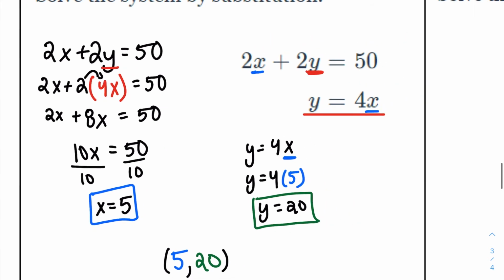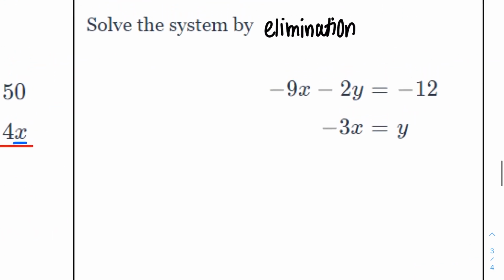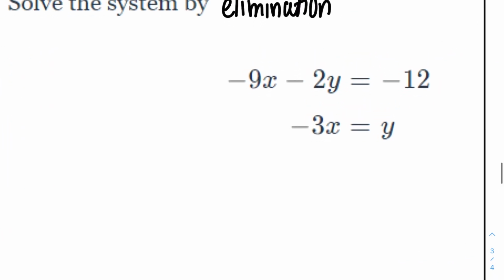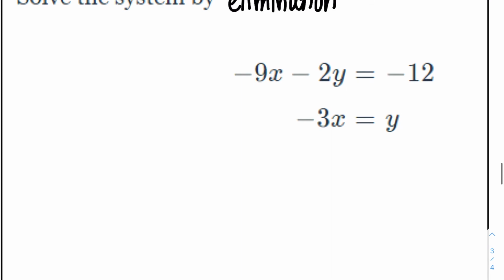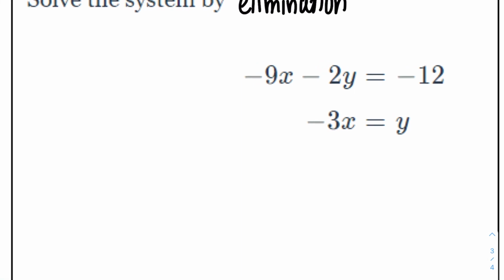Okay. Now the next one here, solve by elimination. Okay. So for elimination, you have to have your variables matched up. So if we look here, our y's are not matched up. So we have to rewrite one or both of these equations. So what I choose to do is I'm going to rearrange my second equation. Okay, just for the sake of argument here.